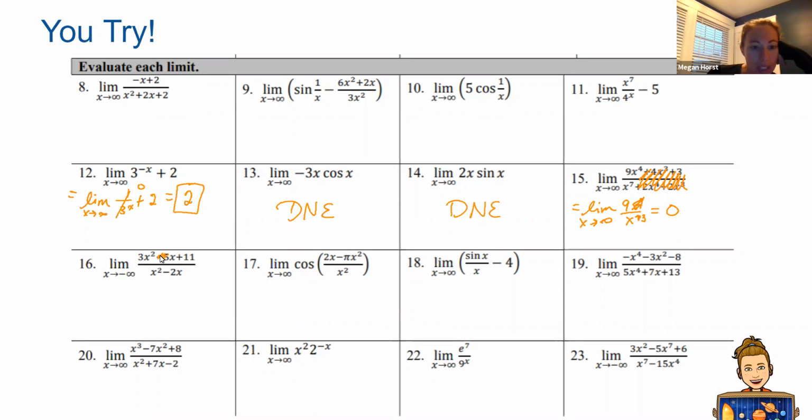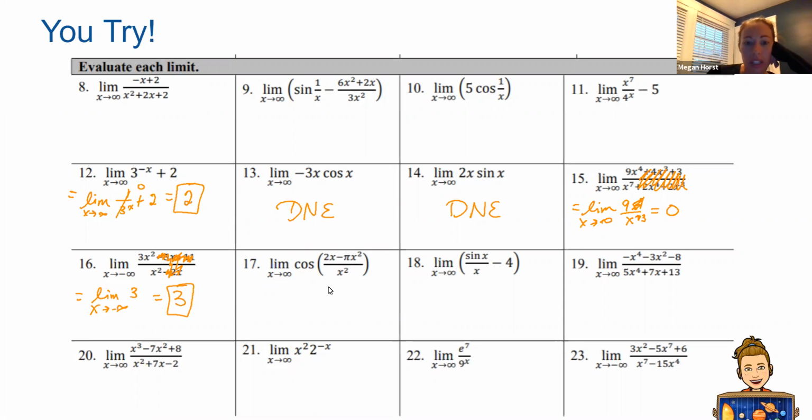Down here, I'm going to cancel these guys out. I have 3x squared over x squared. Well, these guys are the exact same. So I really just have the limit as x goes to negative infinity of 3, because these are getting larger at the exact same rate, and we get 3 out.